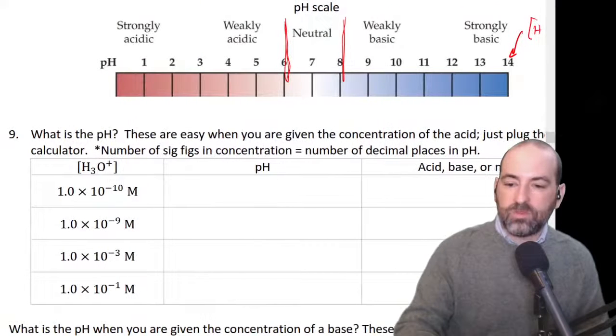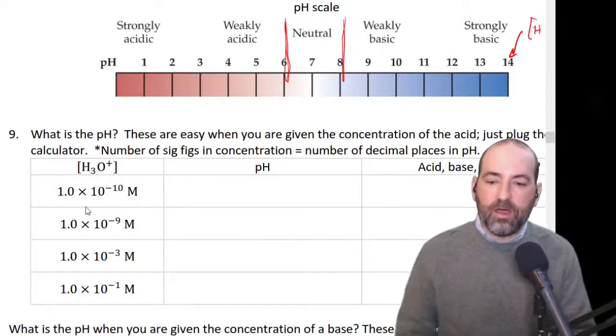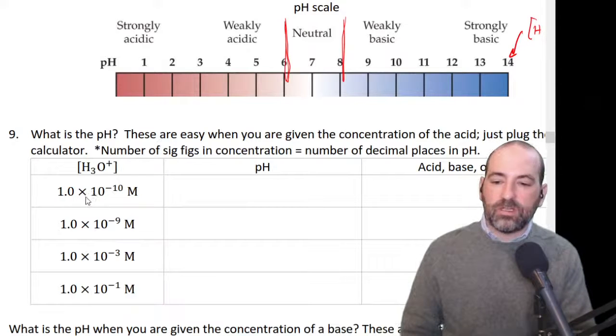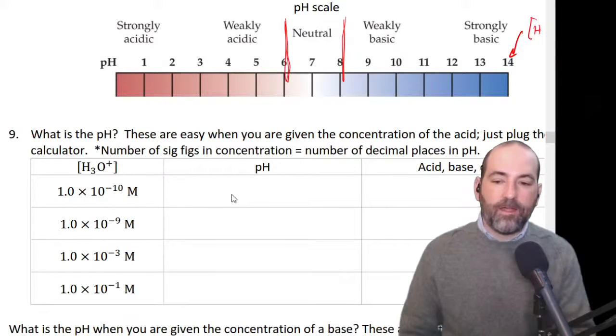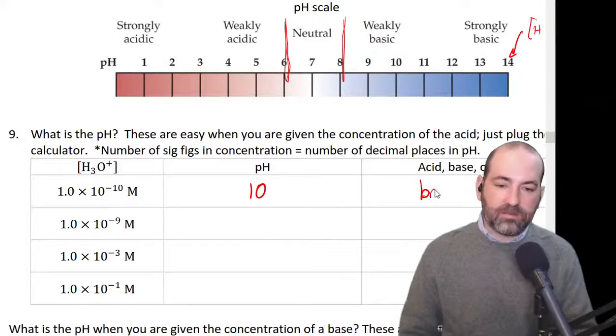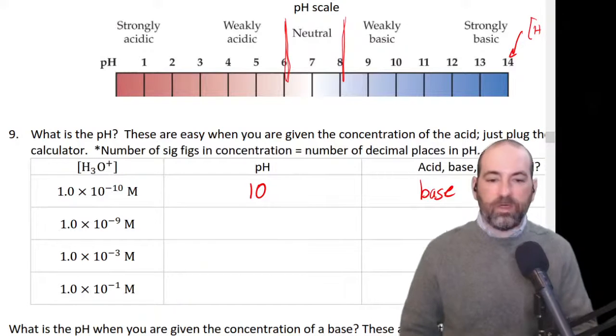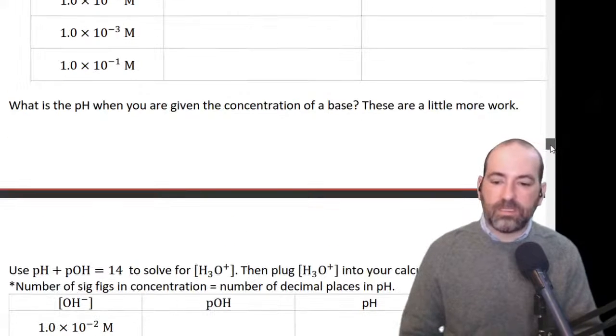All right, so let's do one of these together. If our hydronium concentration is 1 times 10 to the minus 10, then the pH is just that exponent. It's 10, and that's basic. That's over here on the scale. And you can do the rest of those. That's as easy as it is.